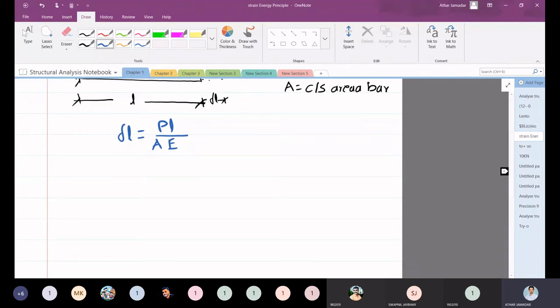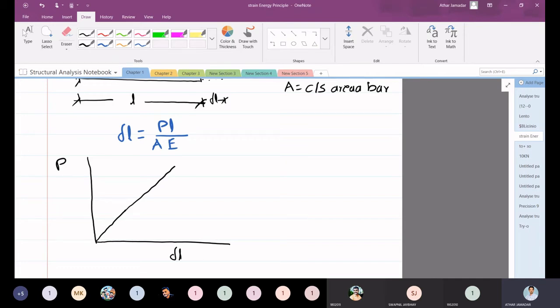Now what is the meaning of strain energy? Let us plot a graph: on the y-axis we take force P, and on the x-axis we take deflection delta L. We have seen in the strength of materials laboratory that in this load-deflection curve, as we apply load, if the material is elastic, the force is going to increase and similarly the deflection or change in length also increases. Up to the elastic limit, this line is exactly a straight line.